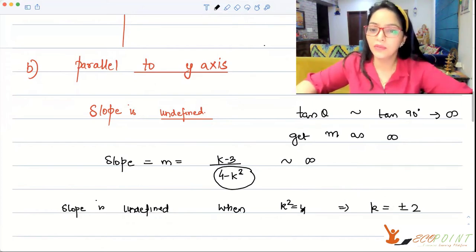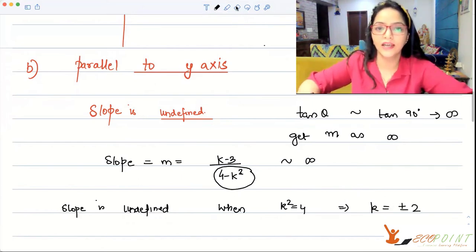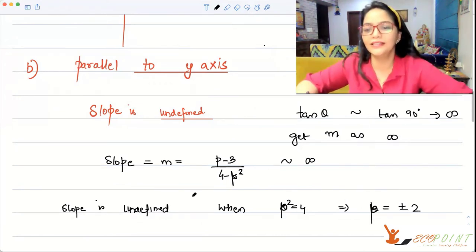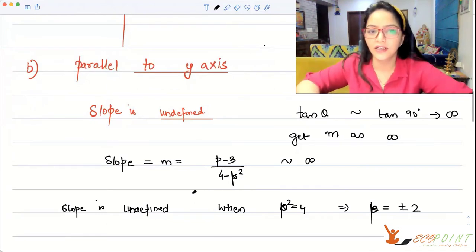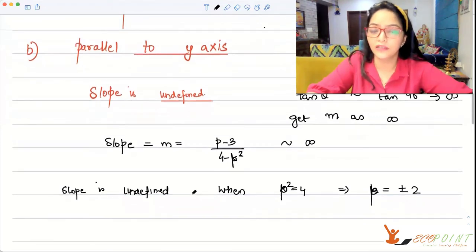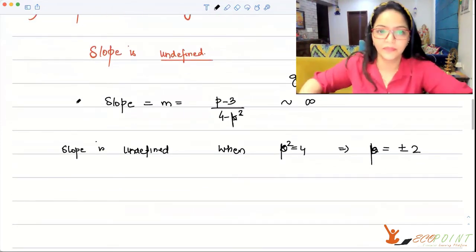I was writing k, but I've taken P, right? So it's (P minus 3) upon (4 minus P square). So P is plus or minus 2, and then you will get an undefined slope, that is a vertical line, which is parallel to the y-axis. Okay.